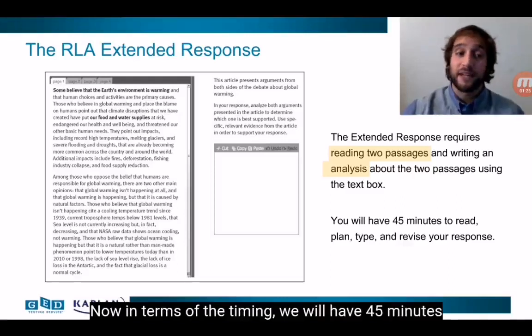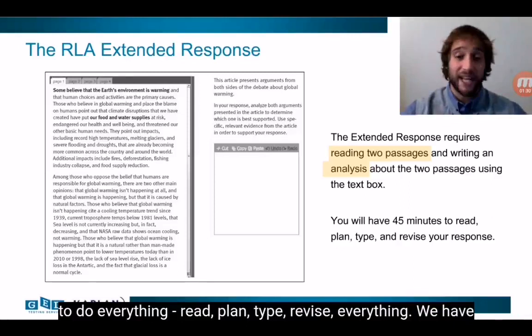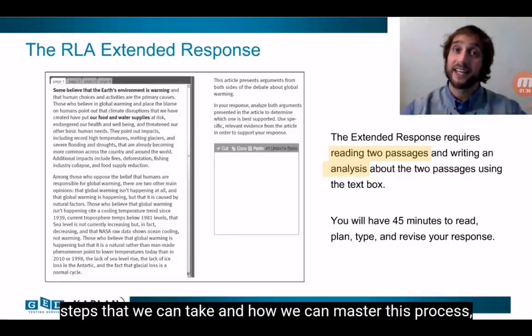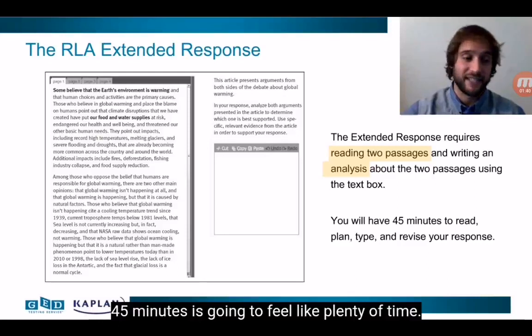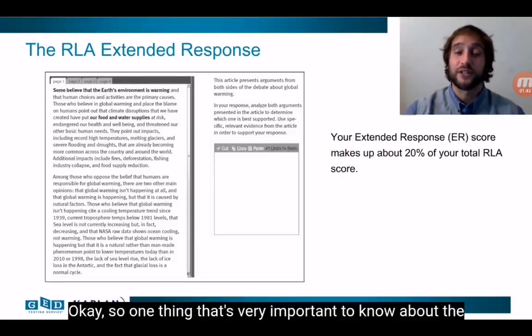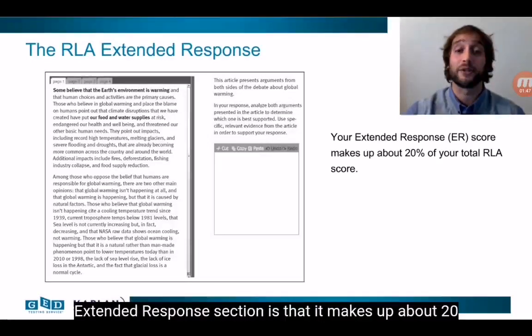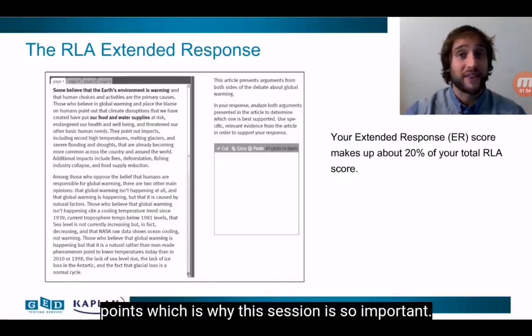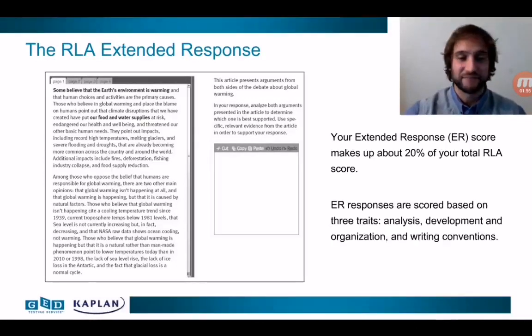Now, in terms of the timing, we will have 45 minutes to do everything. Read, plan, type, revise, everything. We have 45 minutes to accomplish that. But once you see the steps that we can take and how we can master this process, 45 minutes is going to feel like plenty of time. Okay, so one thing that's very important to know about the extended response section is that it makes up about 20% of our total score. So it is a big chunk of our points, which is why this session is so important.